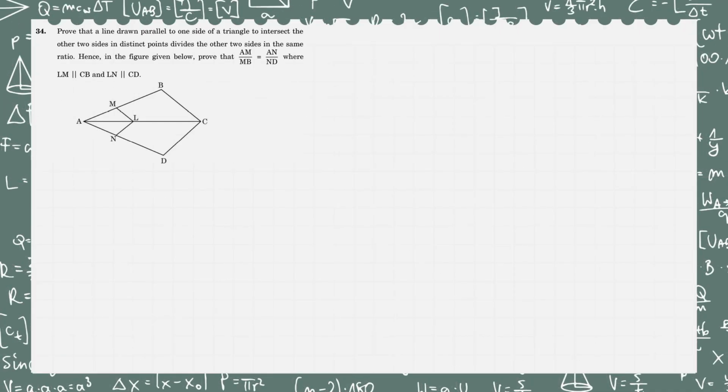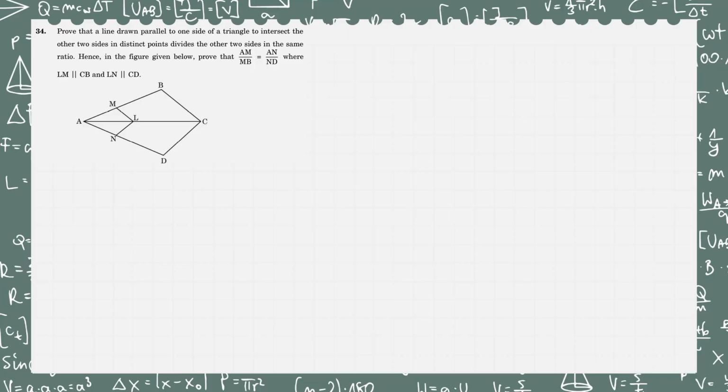Prove that a line drawn parallel to one side of a triangle to intersect the other two sides in distinct points divides the other two sides in the same ratio. Hence, in the figure given below, prove that AM by MB equals AN by ND, where LM is parallel to CB and LN is parallel to CD. So this is what is given to us.